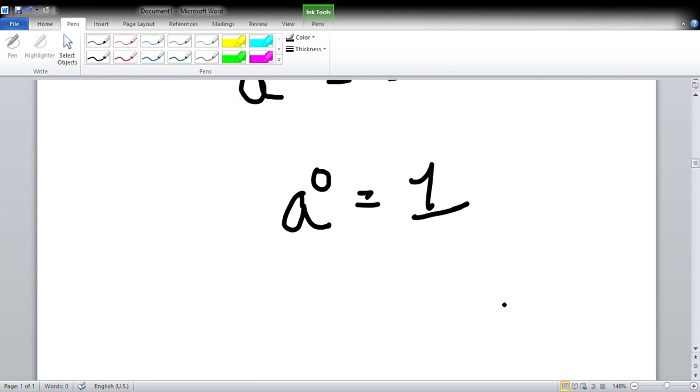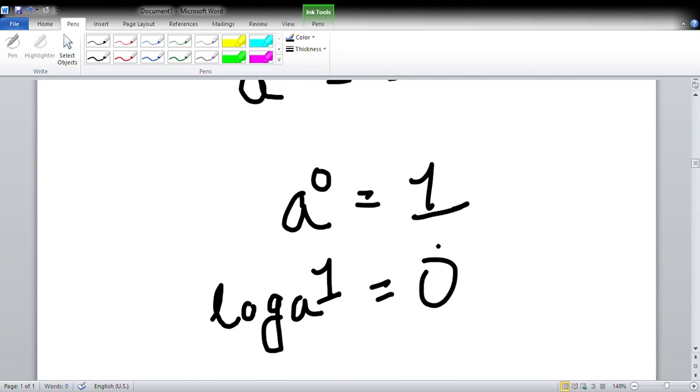If you really want to convert this exponential form into logarithmic form, log of 1 with the base a is equal to 0. So what does it mean? If the log of 1 comes for any base, it will be equal to 0, right? So log of 1 with any base will be 0.